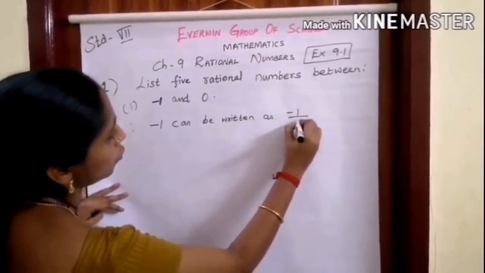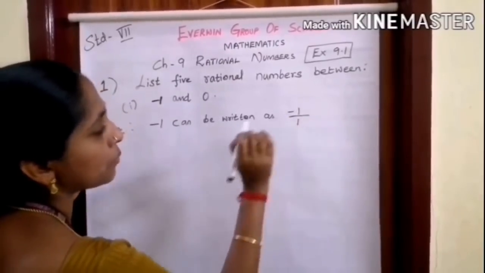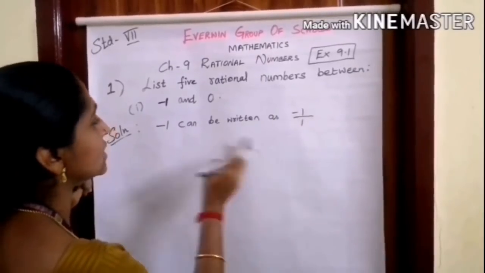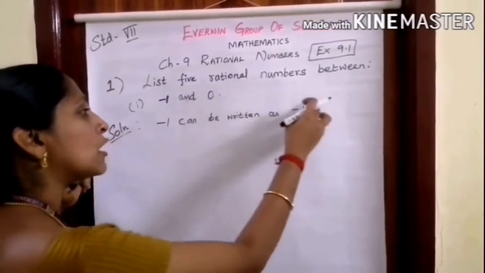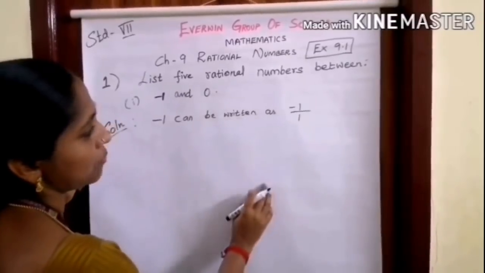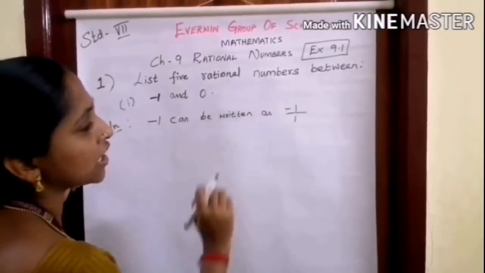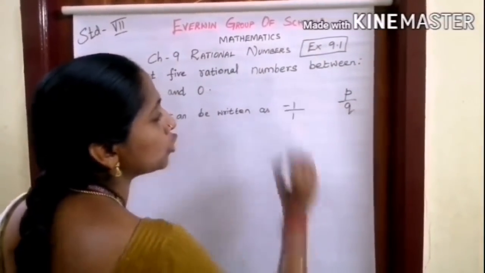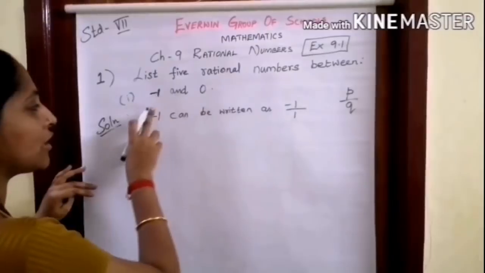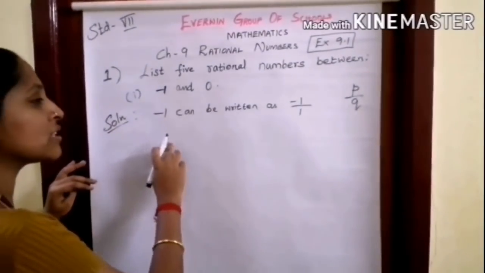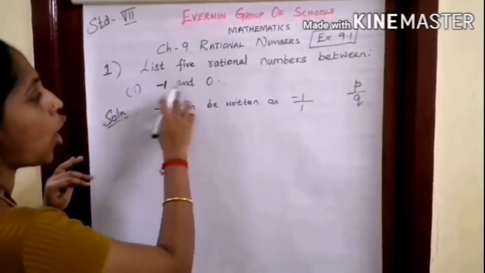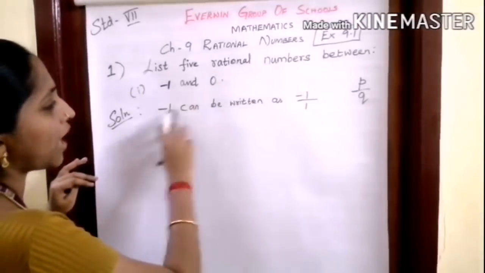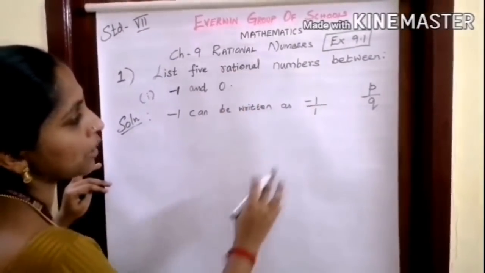Minus 1 by 1. If I divide any number by 1, we will get the same answer. So minus 1 by 1 is minus 1 only. Now this is in the form of a rational number. So what is the general form of a rational number? P by Q, where Q is not equal to 0. So I have written the integers. From this, we can say all integers are rational numbers. So minus 1 I have written in the form of minus 1 by 1.